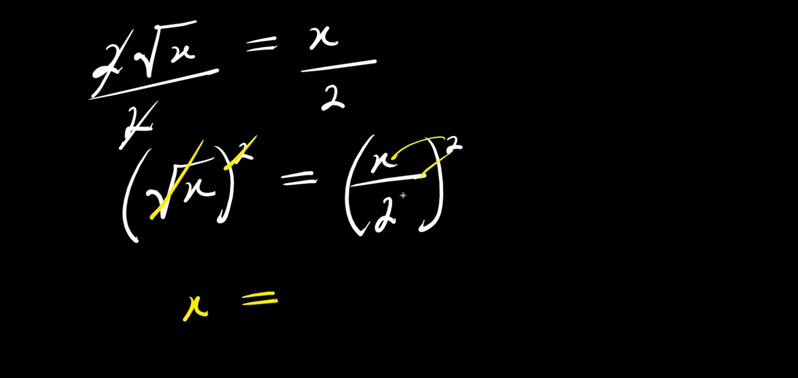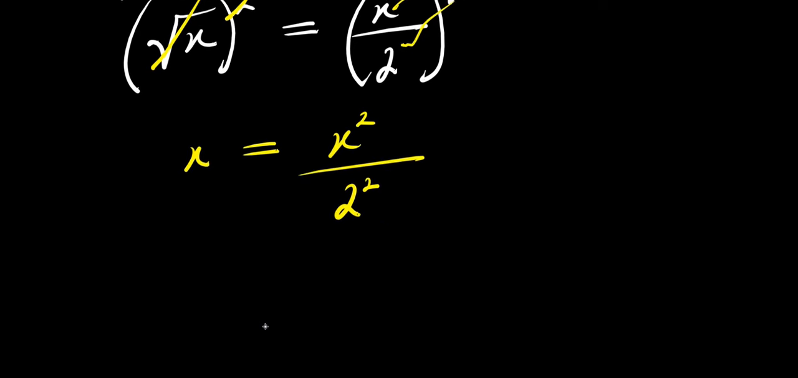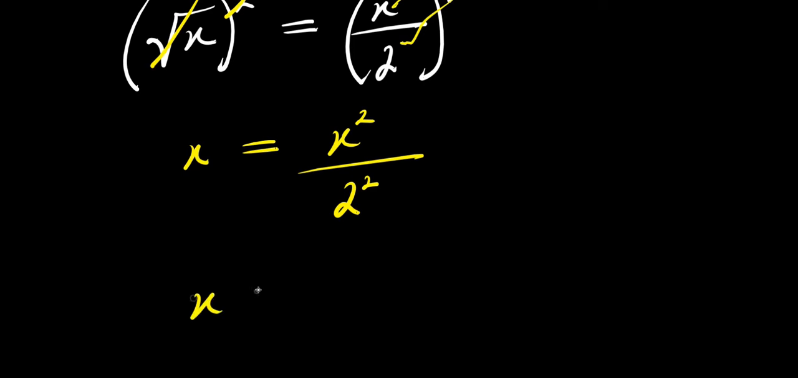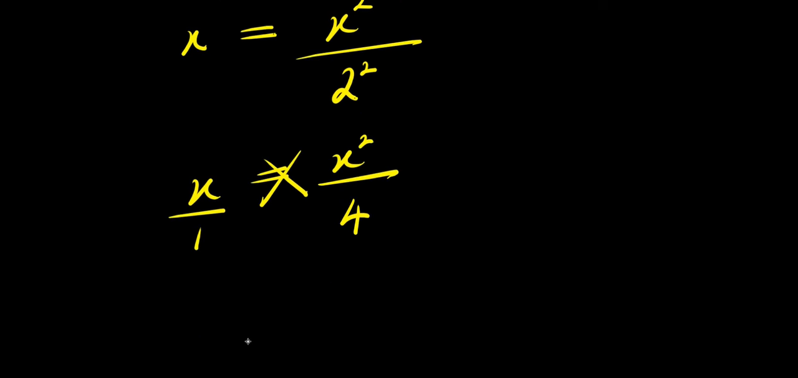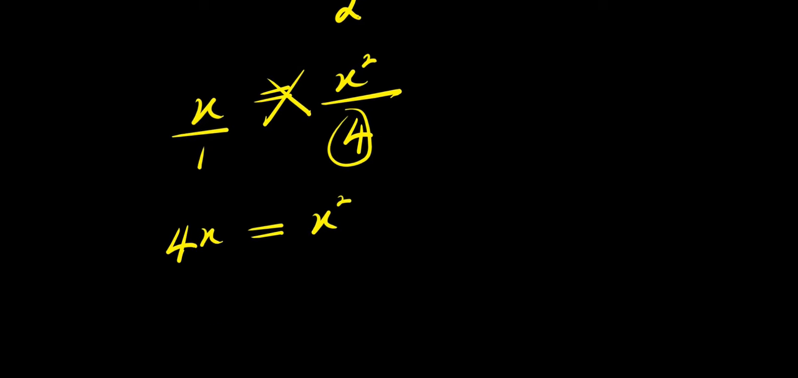I distribute this exponent to each of the terms here. I have x squared divided by 2 squared. So from here, I have x equals x squared divided by 4. This over 1, I cross multiply. So from here, I will have 4 times x, that is 4x, equals 1 times x squared, that is x squared. So what I can do will be to move 4x over here.